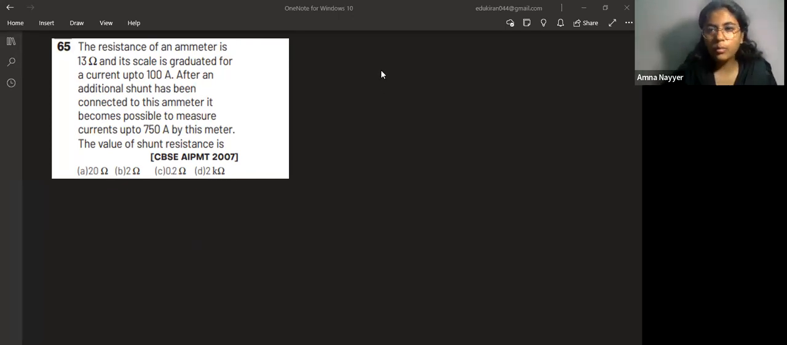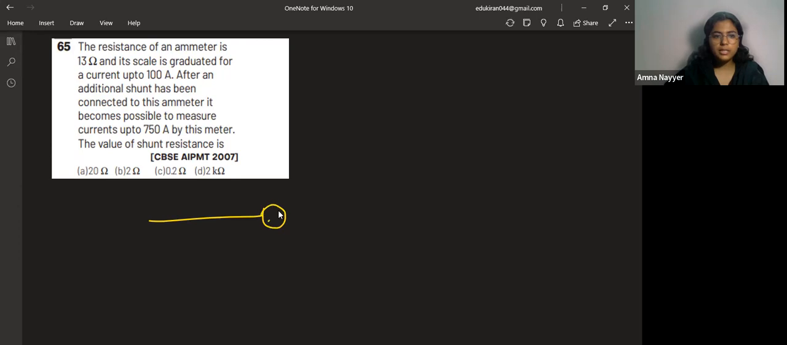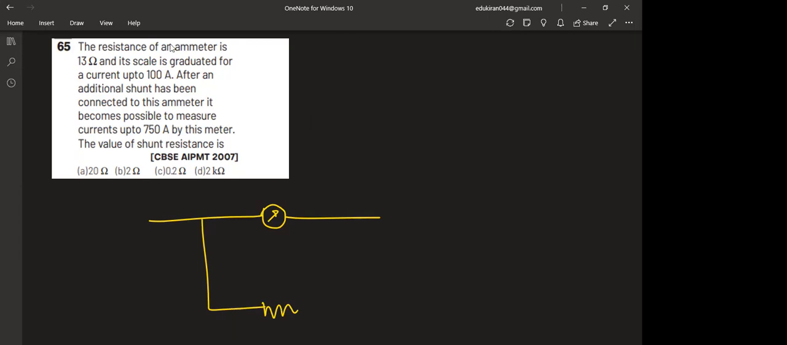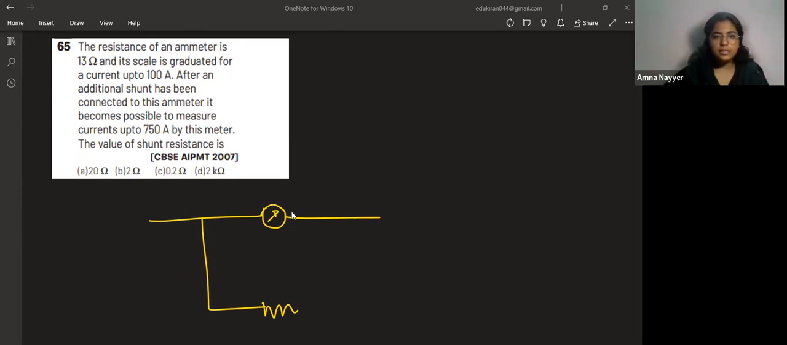Now see, we have to find out the value of this shunt resistance. So again, you will be connecting this. This is, let's say, the galvanometer. I'll connect a shunt in parallel with it. Yes, so the shunt is connected in parallel to this, and let's say current I is flowing through this. This is the shunt.